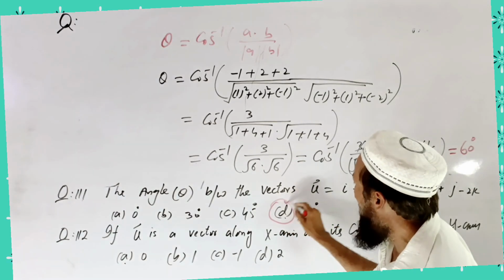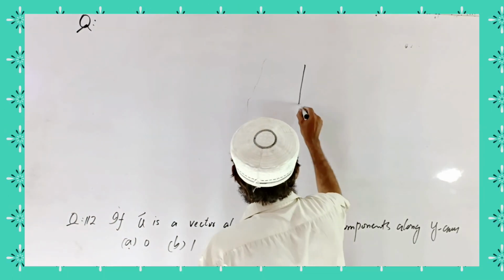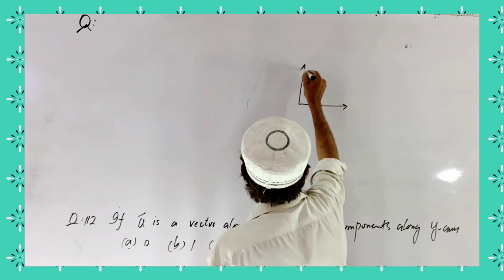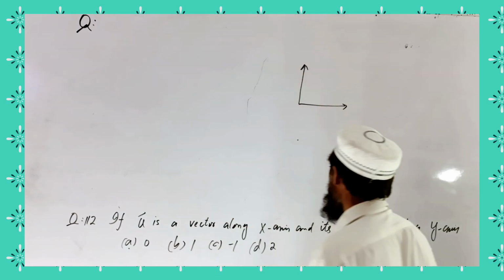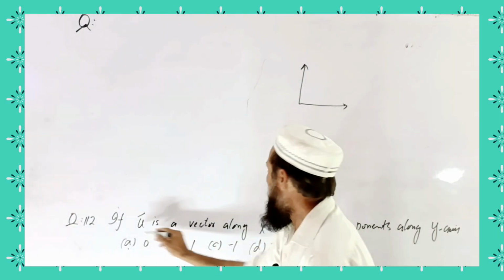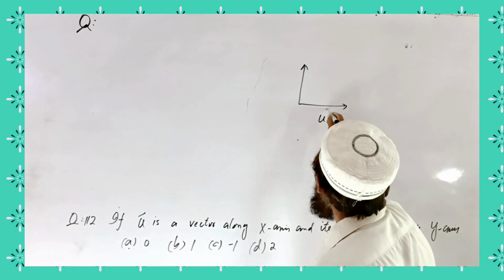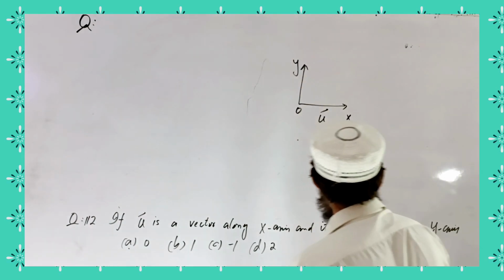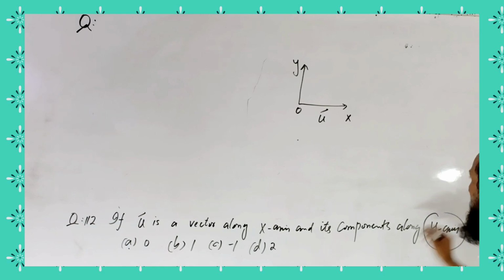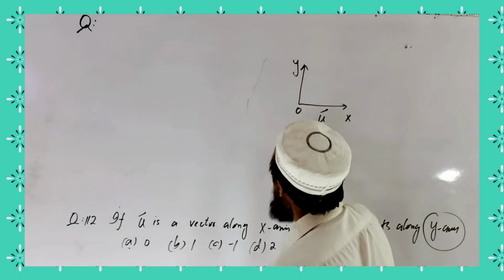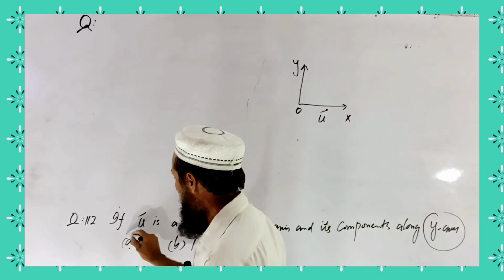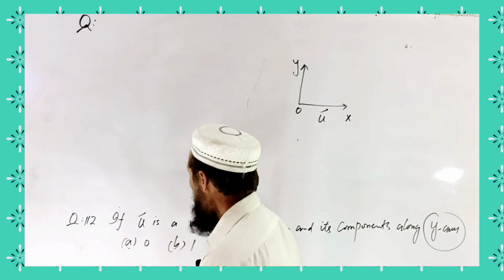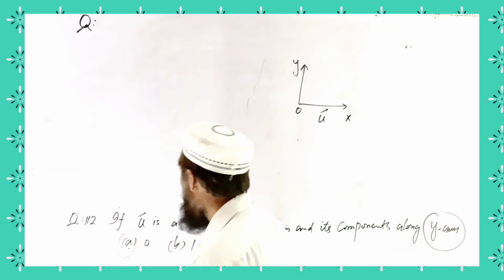D is the correct. Two dimension plane, xy plane. A vector is along x-axis. And what is along y-axis? The y-axis automatically will be a zero vector. So the correct option is y component will be zero.